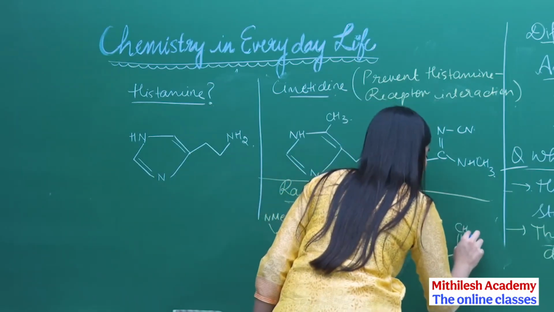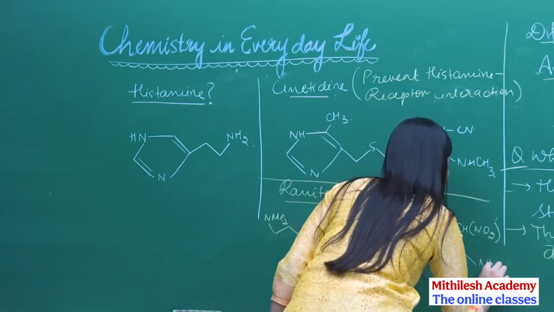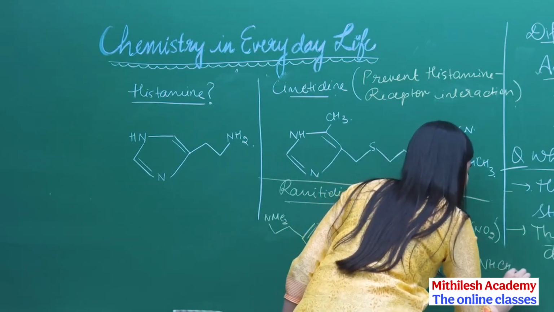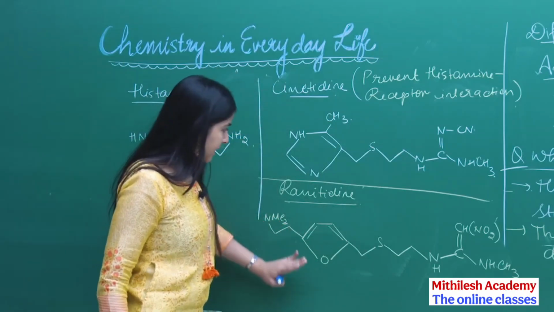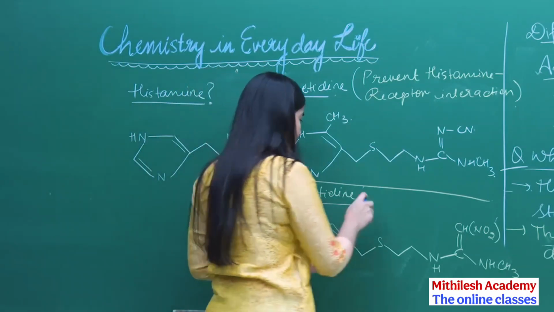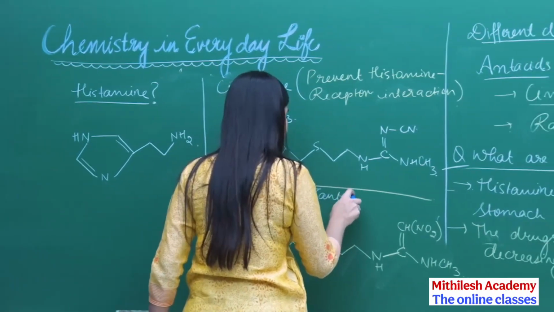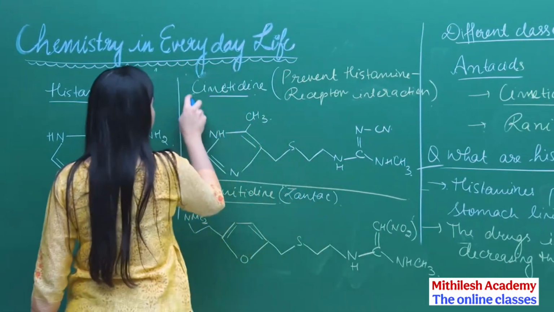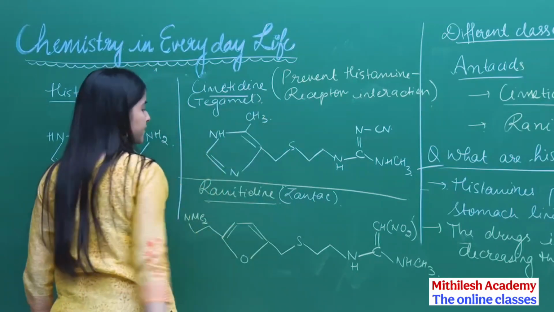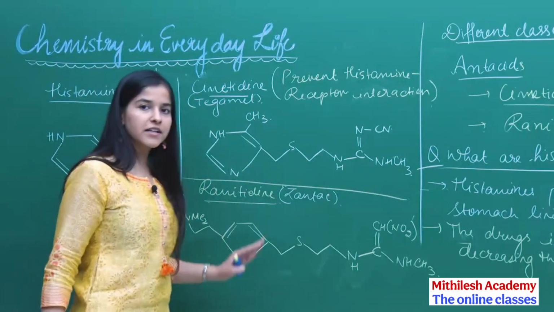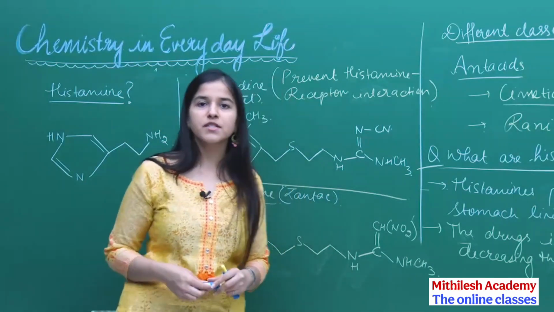You just need to have NO2 over here, NHCH3. So that is how you are going to make the ranitidine. This is ranitidine structure, also known as most commonly or popularly Zantac, and this is Tegamet. So I hope these structures are very well clear to you. You need to remember the structures as well. That is very, very important.